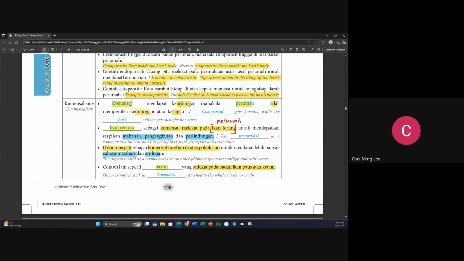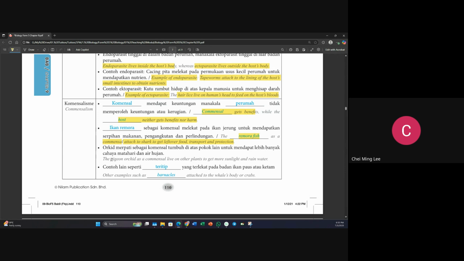Then we have the second one, commensalism. Commensalism is one gain, one no gain. No gain, no harm. So the commensal will get benefits, while the host will neither get benefit nor harm. For example, the remora fish is a commensal attached to the shark. The shark is the host, so that the remora can get the leftover food, transport, and protection.